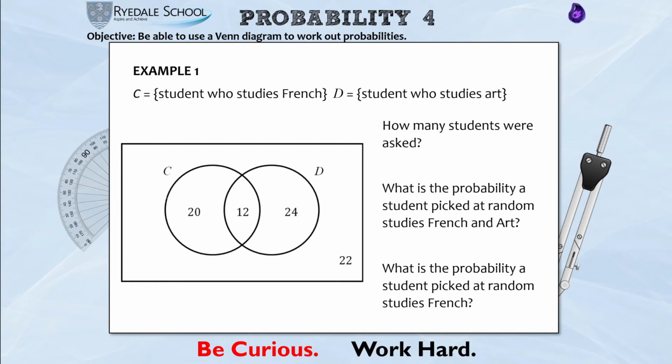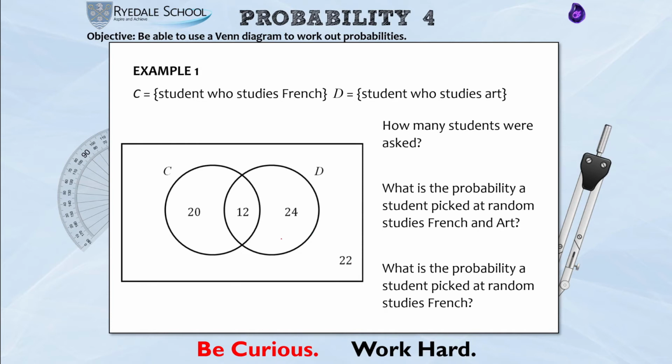The whole circle C represents all of the students that study French. All of circle D, the 12 and the 24, would be the number of students that study art. And like I say, any number on the outside are students that do neither.